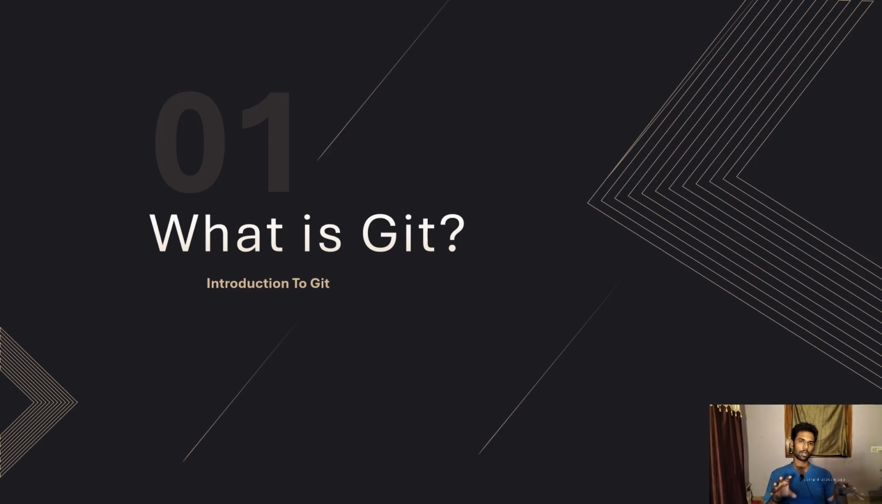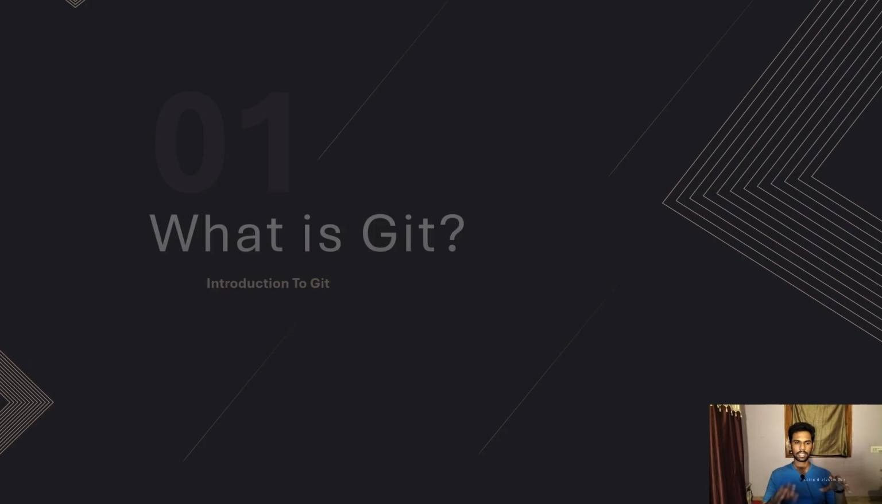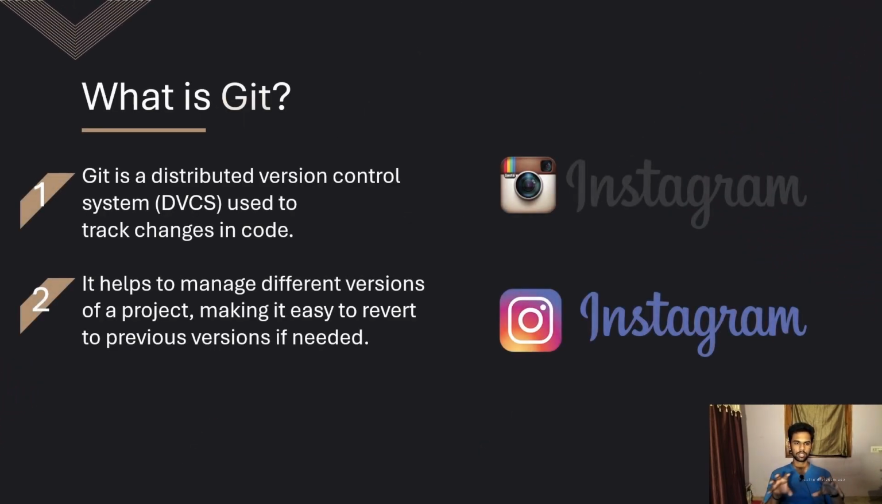To begin our module 1, let's first try to understand what Git is. Git is a distributed version control system used to track changes in code. It helps to manage different versions of a project, making it easy to revert to previous versions if needed. So what does this mean? Let's try to understand these statements with an example.